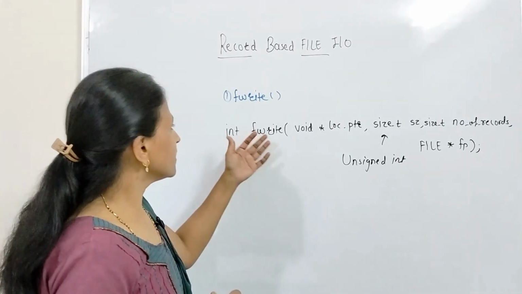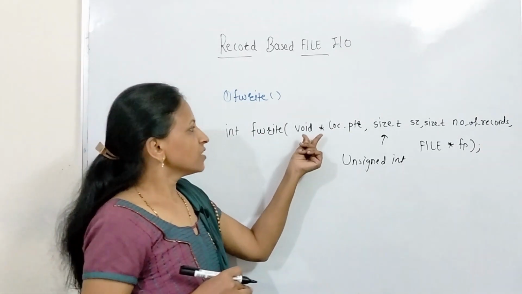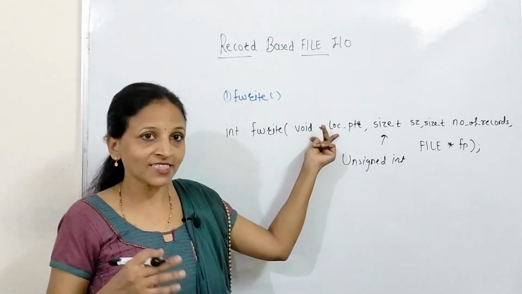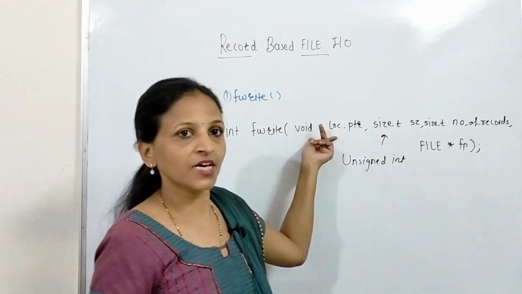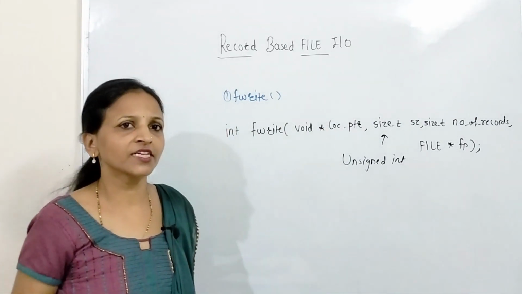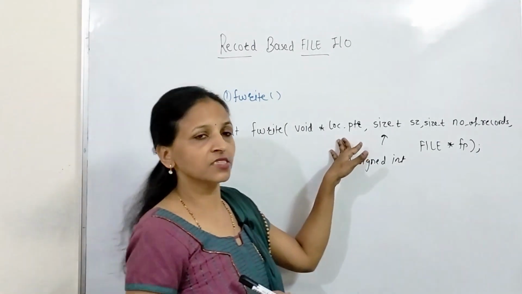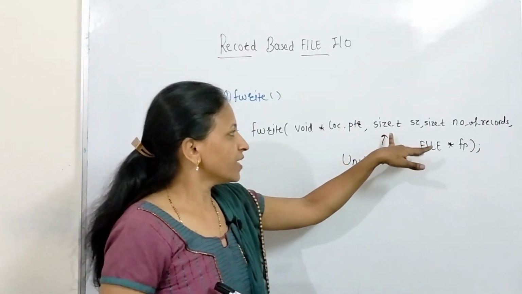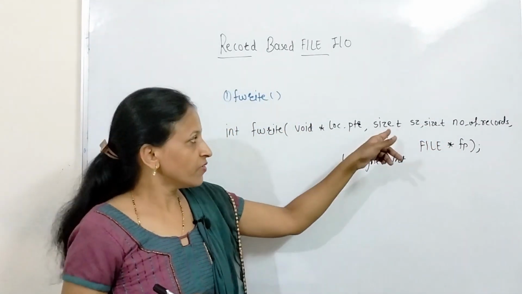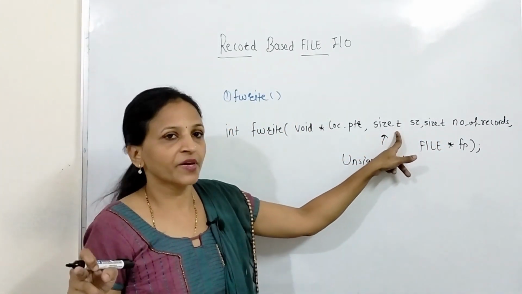Now see the syntax here, the function name is fwrite. Then whatever record you have stored, its address you have to pass as the first argument, that is void star. Why? Because the data type is not known in advance, that's why this will be a generic pointer. Next one is the size of that record you have to pass over here. Here we are going to use the sizeof operator.